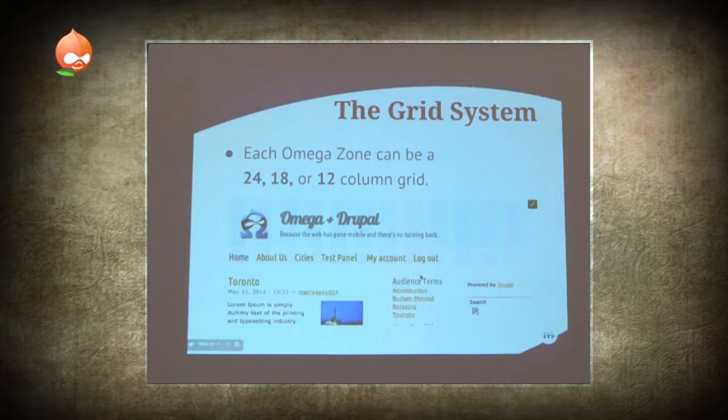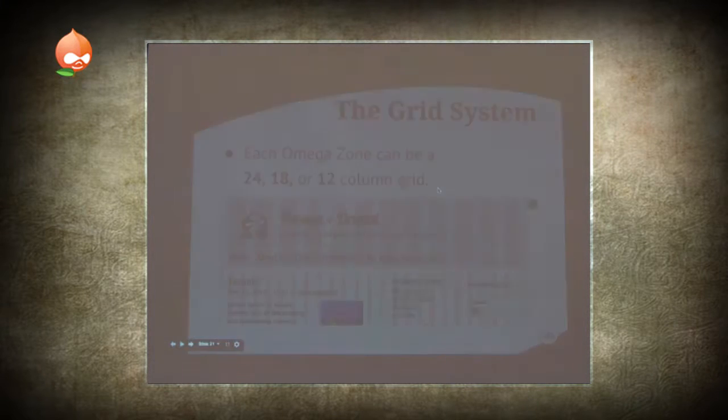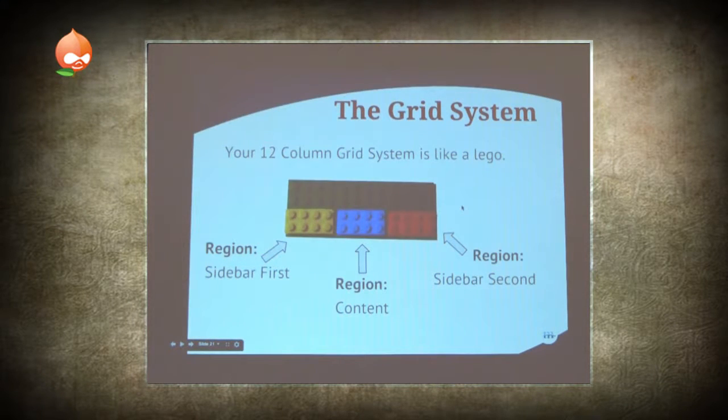I don't know if you can see this picture. It's a little bit light, but there are pink stripes going on in the background here, and that's Omega showing me where these imaginary columns exist. That's where I'm going to place my content. So think about it like this. If your 12-column grid system is like a Lego, and we love Legos with Drupal, right? That's our favorite analogy. Think of it as a 12-width Lego. All those little nubs on the Lego are each of your columns. That's how many columns you have to work with within each zone.